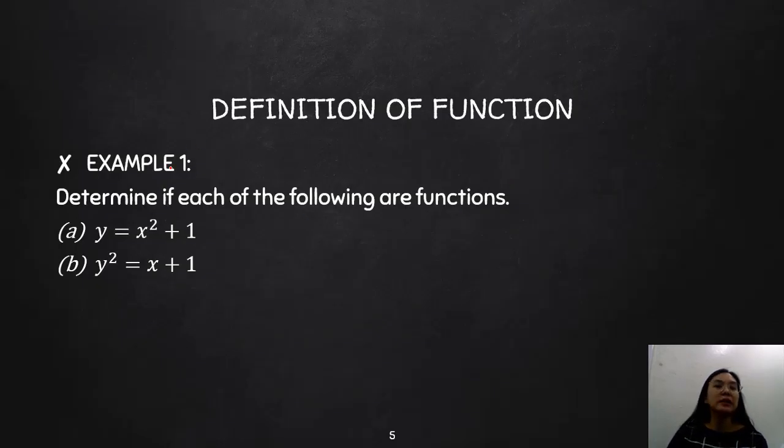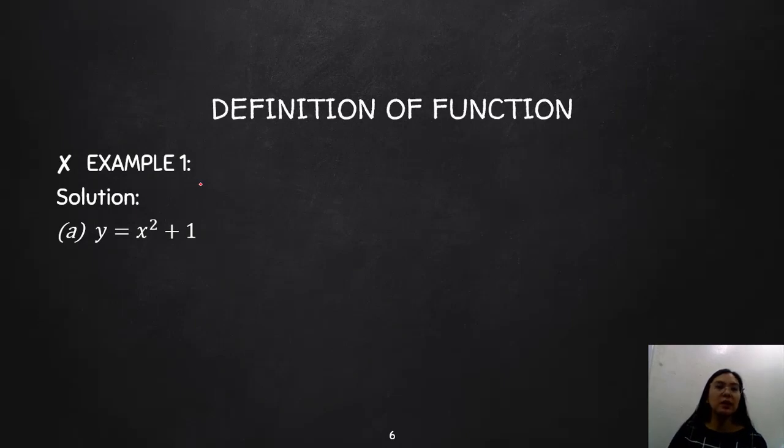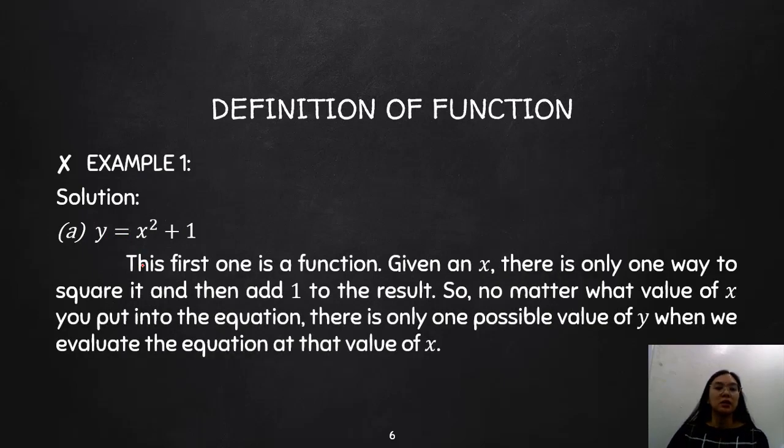So let's take a look at some examples. We are to determine if each of the following are functions. So let's start with letter A. Y is equal to x squared plus 1. So is this a function or not? So it says here, this first one is a function. Given an x, if we try to put in any value of x, there is only one way to square it and then add 1 to the result. So no matter what value of x you put into the equation, there is only one possible value of y when we evaluate the equation at that value of x.